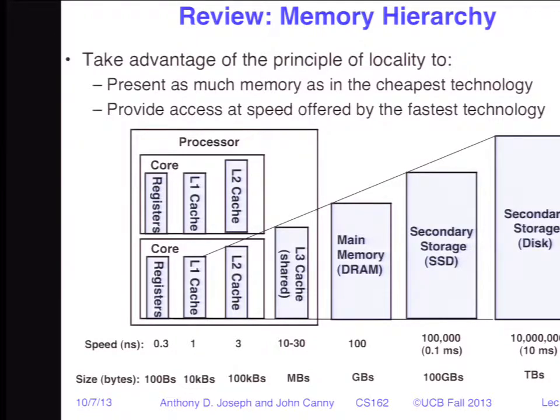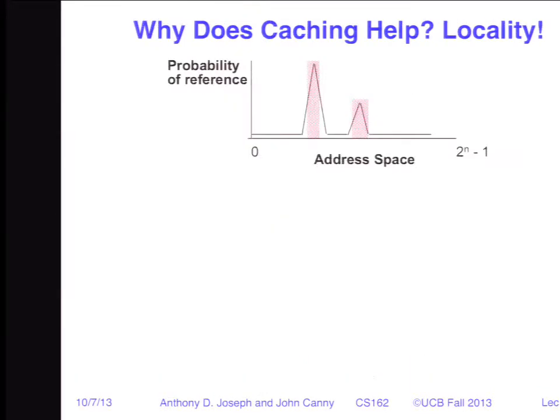Now, can we actually do this? Or does caching actually work? The answer is yes. And the reason why is one word: locality. So if we look at our address space, let's say this is our virtual address space, and we look at the probability of a reference, so what fraction of our references are going where? We notice a peak. In fact, we notice a couple of peaks.